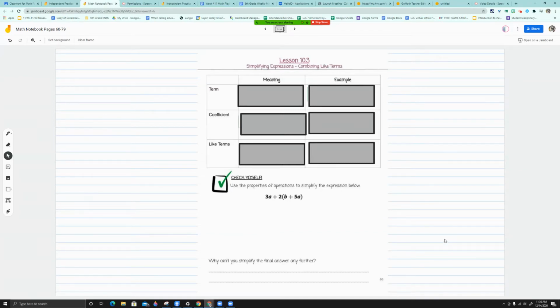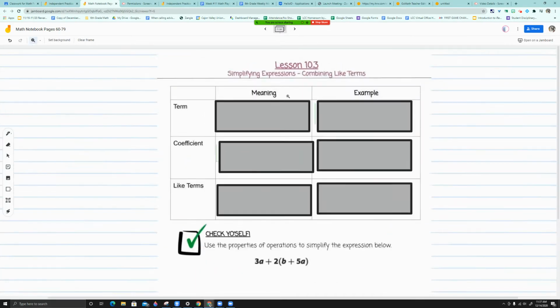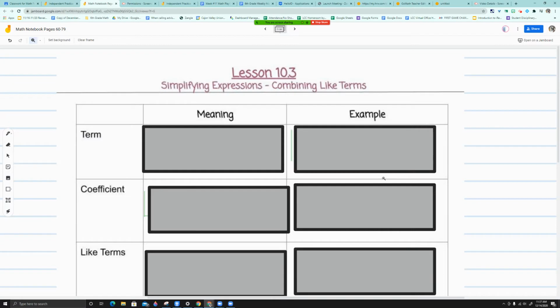We're taking notes on page 66. Page 66 of our math notebook. We're going to go over some vocabulary terms from lesson 10.3 about simplifying expressions, combining like terms. So let's zoom in and get a closer look at the examples we have here.